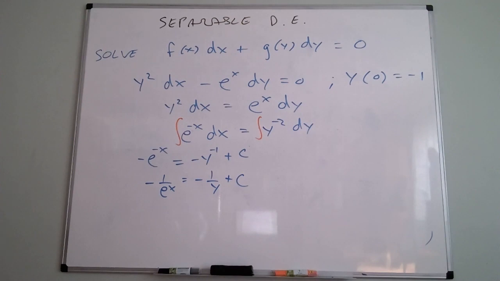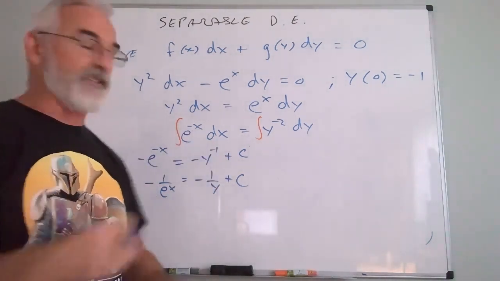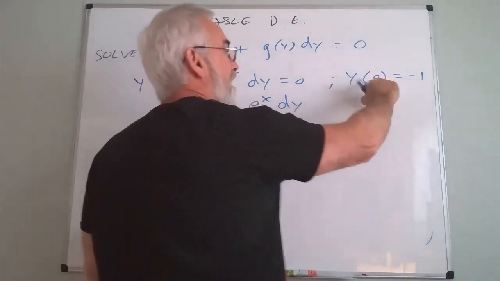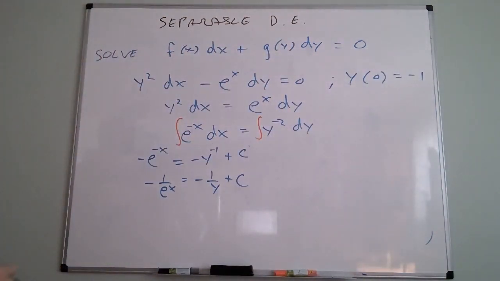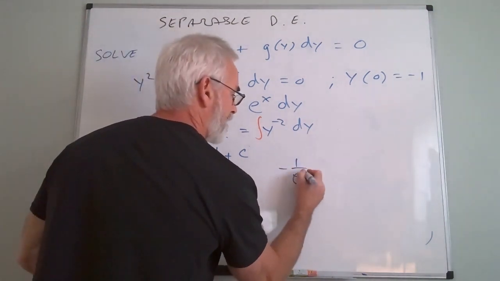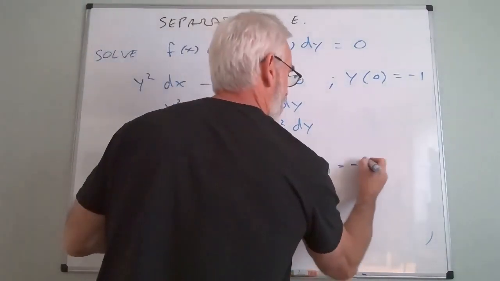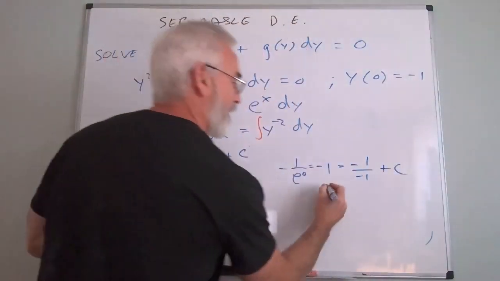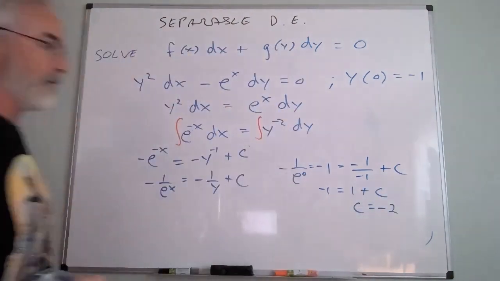Now, you can find the arbitrary constant at any point in the problem. I would prefer to find it sooner than later. I don't want to manipulate this and carry the c around. Let's just go ahead and find it right now. So this means when x is 0, y is -1. Let's look and see what that would be. If x is 0, I'd have -1 over e to the 0, which is -1, equals -1 over -1 plus c. So I've got -1 equals 1 plus c. That would give me c equals -2.